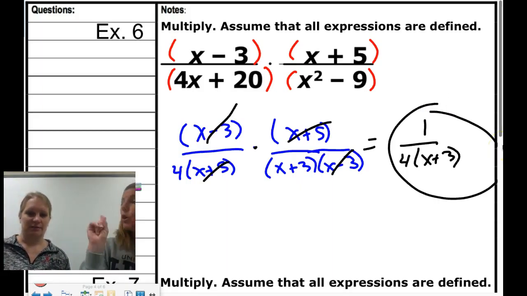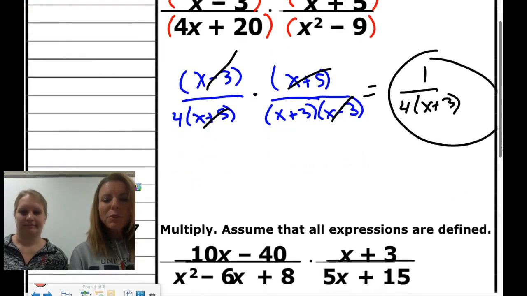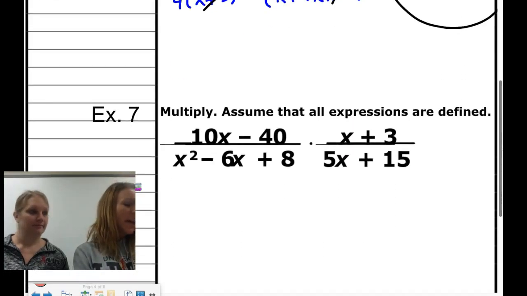Now we have to find our zeros? No. Look at what it says. Assume all expressions are defined. So when it says assume that all expressions are defined, you stop. Done. Great. Okay, example 7, I say we save 7 and let's jump to 8.